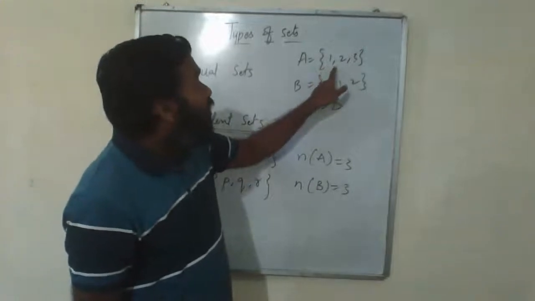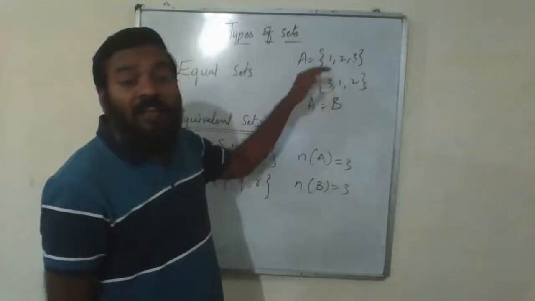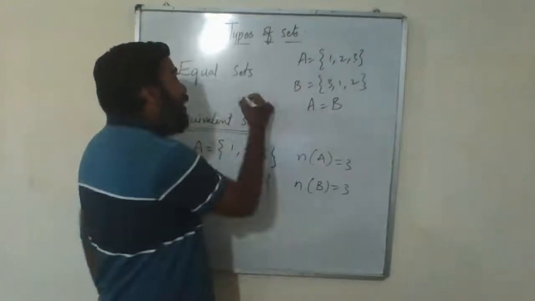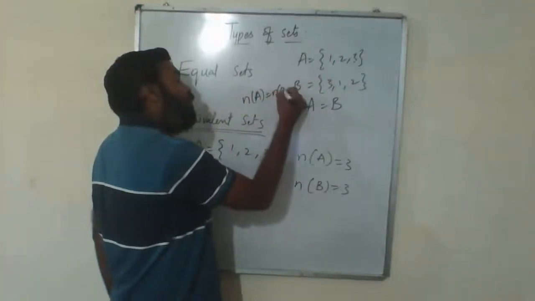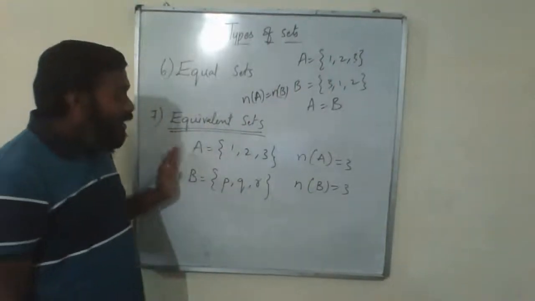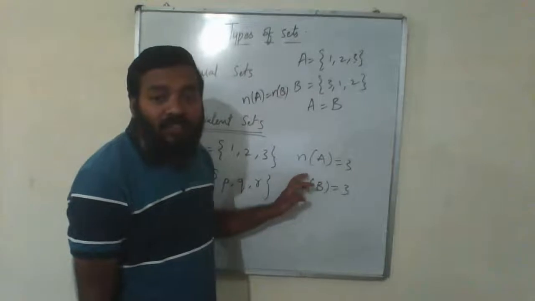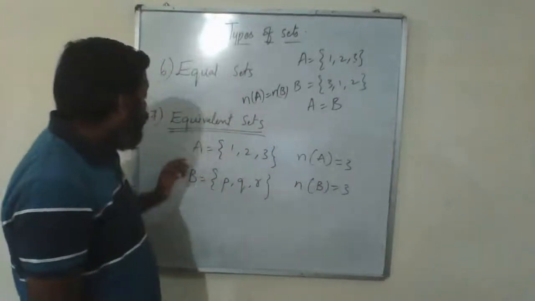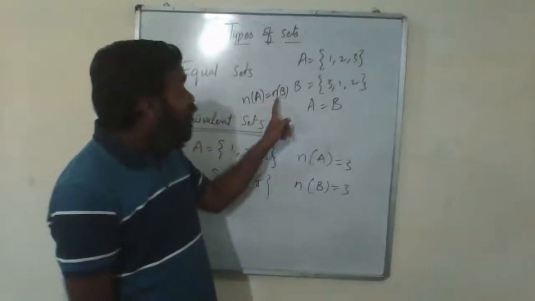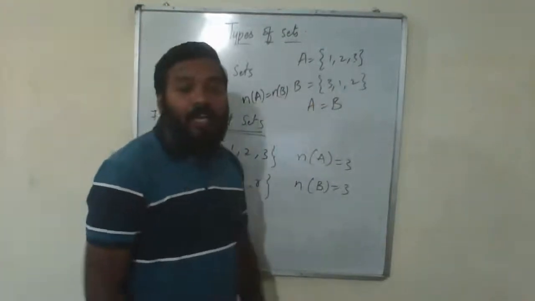If every element of A is present in B, then they are equal sets. That means for equal sets, n of A is equal to n of B, and all the elements should be present in both the sets. In equivalent sets, the elements are not taken into consideration; only the cardinality of the sets is considered. So they are equivalent sets if n of A equals n of B. If n of A equals n of B and the elements are the same, then they are said to be equal sets.